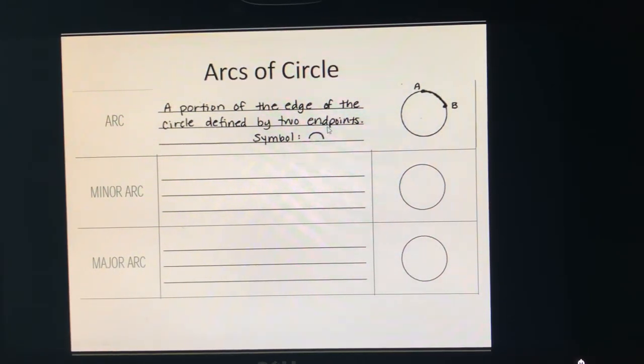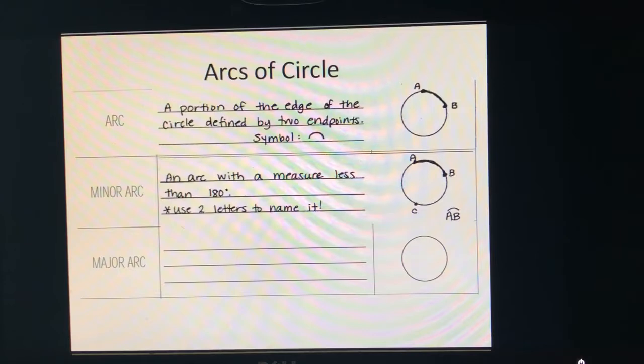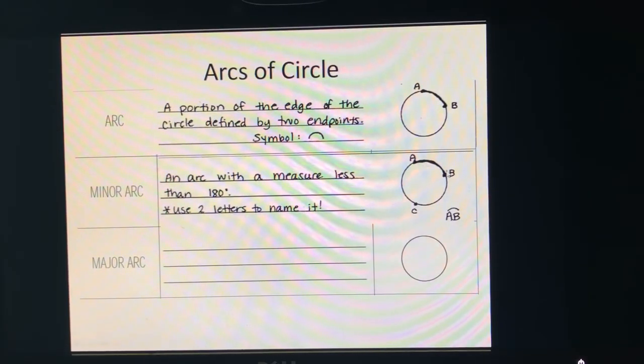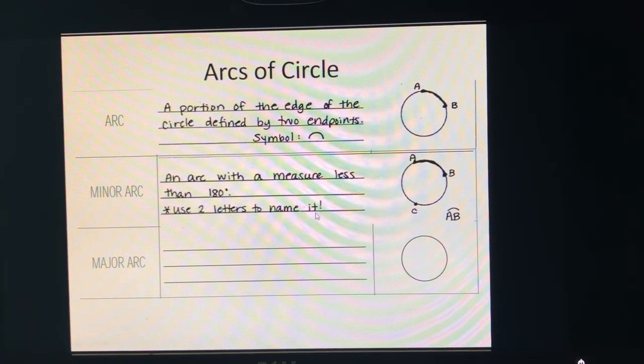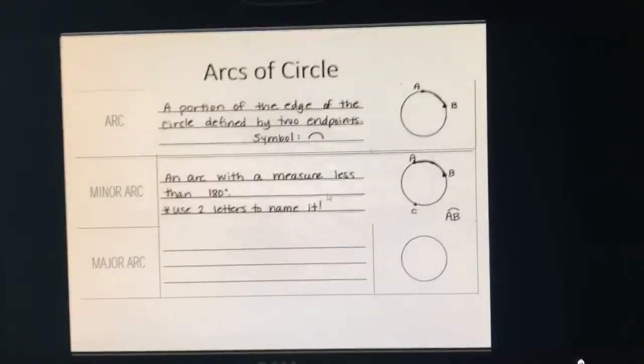So there's three types of arcs, technically. One is called the minor arc. And a minor arc is an arc that is less than 180 degrees. So we're going to talk about what 180 degrees means in a minute. So if we look here, we see we have A and B, and that's an arc. And then we put the arc mark over those 2 points. We could also switch the letter order to BA if you wanted to, okay? All right, so we use two letters to name it, and it's less than 180 degrees.